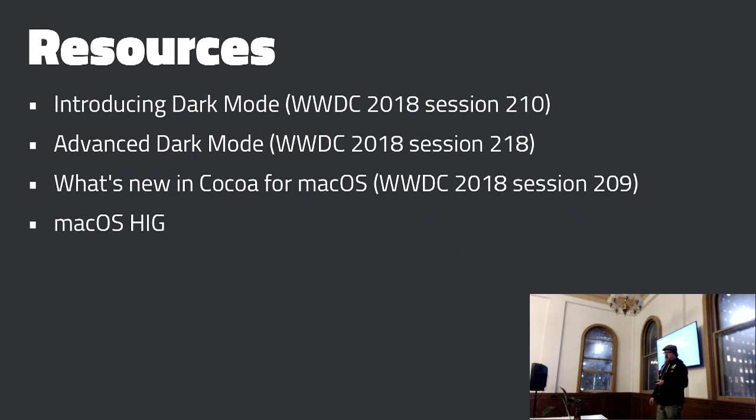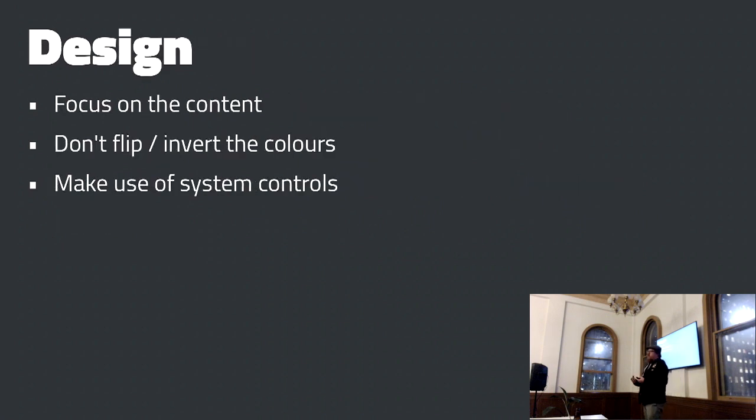So with dark mode, a lot of it focuses on the design. So as I said before, white doesn't become black, black doesn't become white. There's a focus on the content. We're not flipping or inverting colors. And the big thing to take note of is if you use the standard macOS system controls, you will get a fairly cohesive transition to dark mode. So macOS will take care of a lot of the changes from a light appearance to a dark appearance.